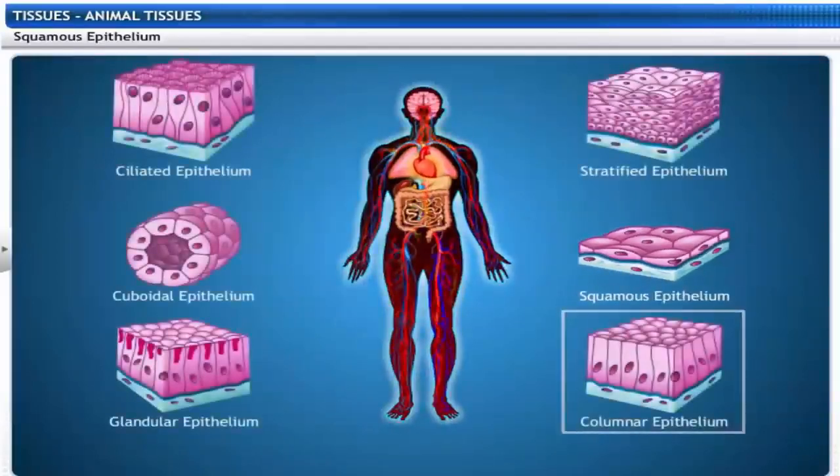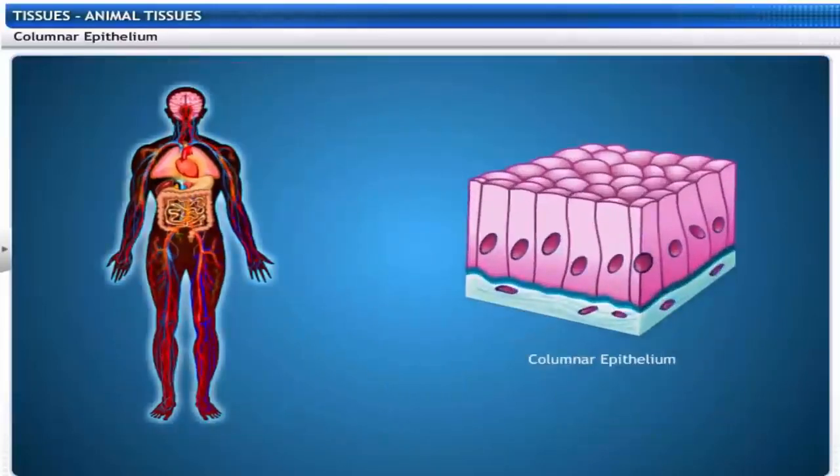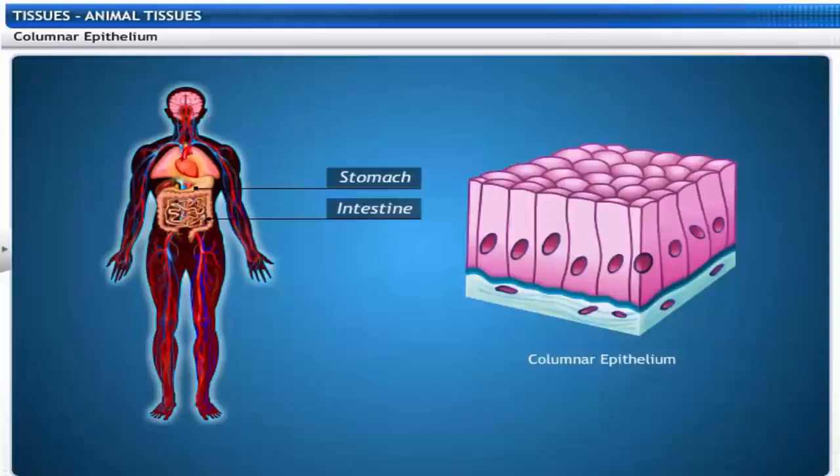These pillar-like cells are called columnar epithelium. Columnar epithelial cells are cylindrical. They are found in the lining of the stomach and intestines and facilitate the movement of nutrients across the epithelial barrier.